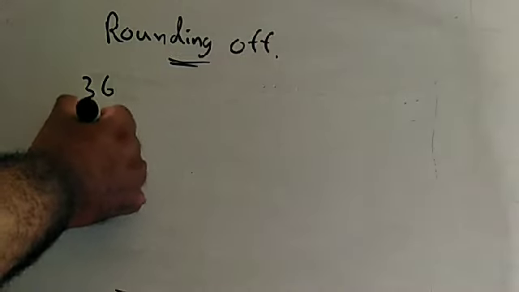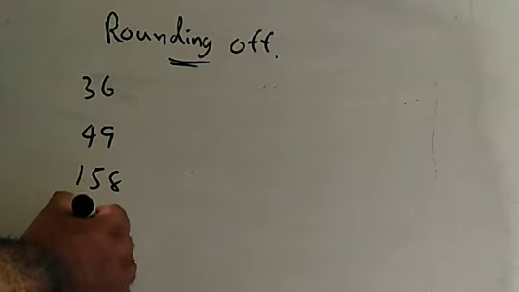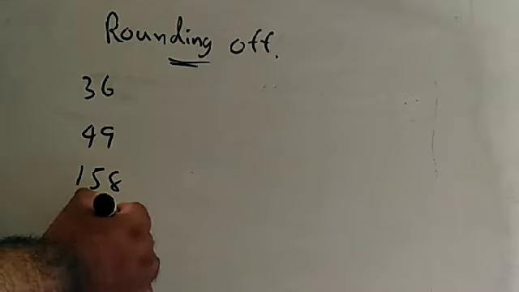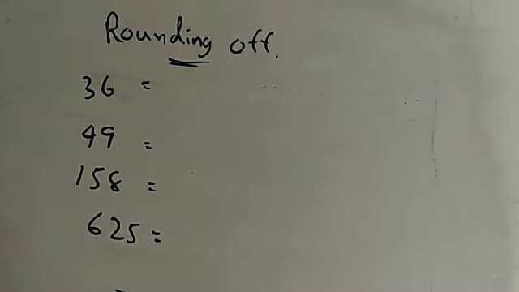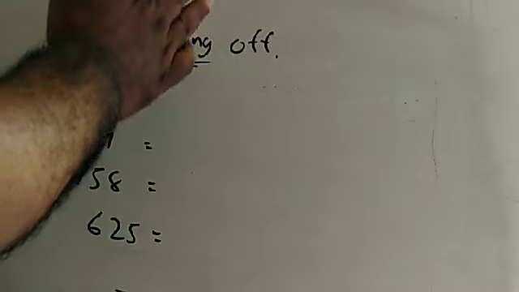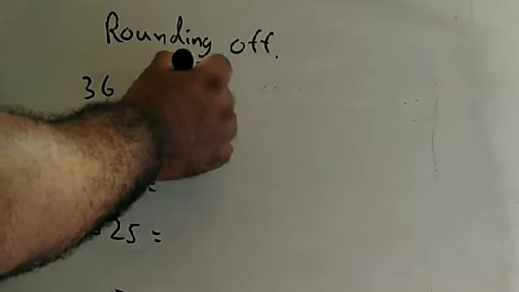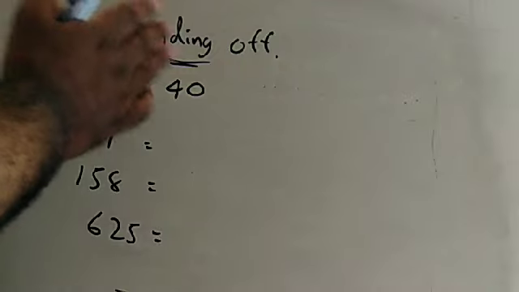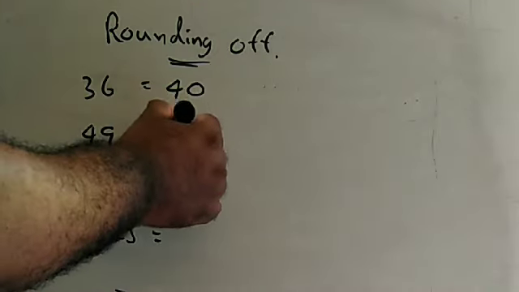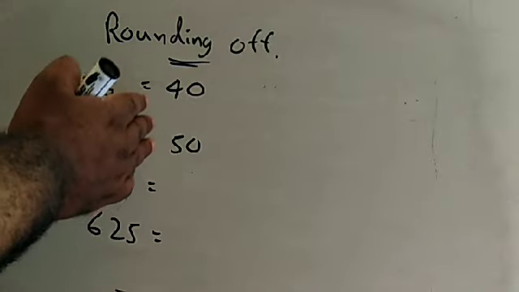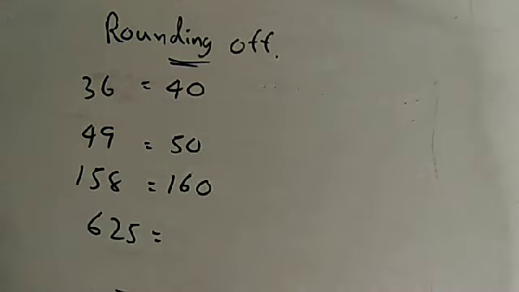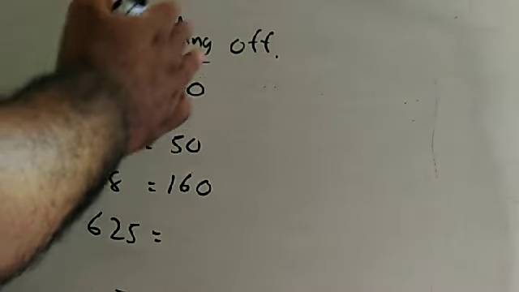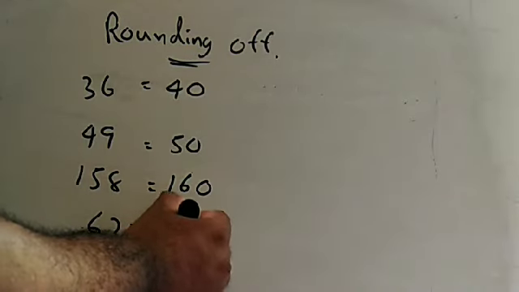Now look at this. When 36, 49, 158, 625 are there, when rounding off to the nearest 10, what's the answer? 36 is between 30 and 40, answer is 40. 49 is between 40 and 50, nearest to 50. 158 is between 150 and 160, nearest to 160. 625 is between 620 and 630, nearest to 630.